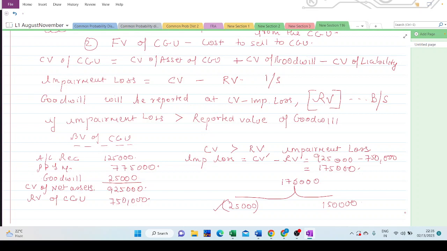Bolo? Guys, so please write down the remainder impairment loss of 1,50,000 would be allocated to all other non-cash assets of the CGU on a pro rata basis. Please write this down.